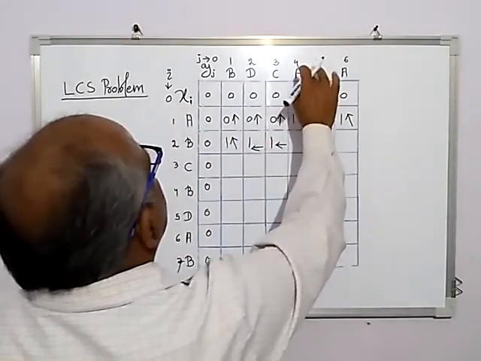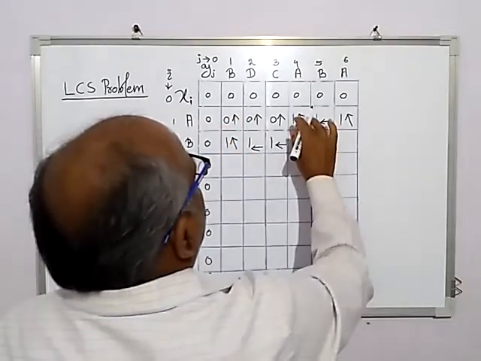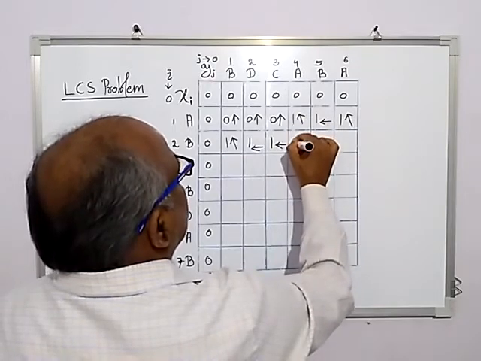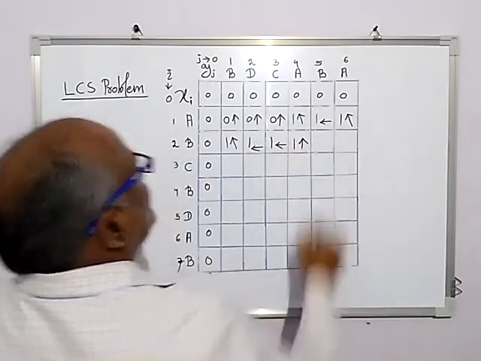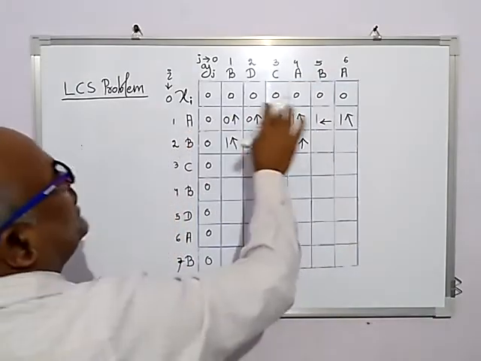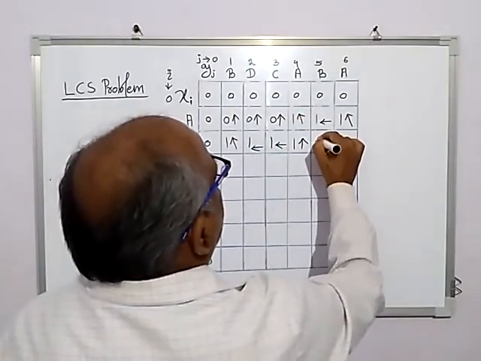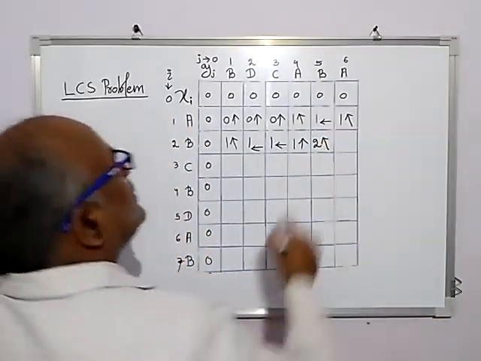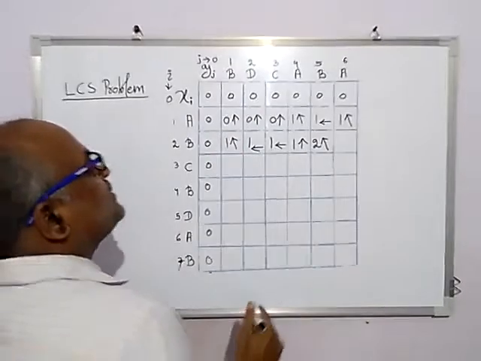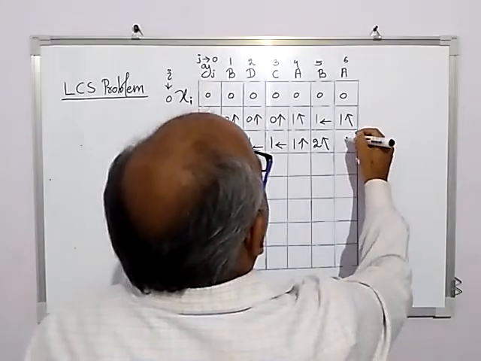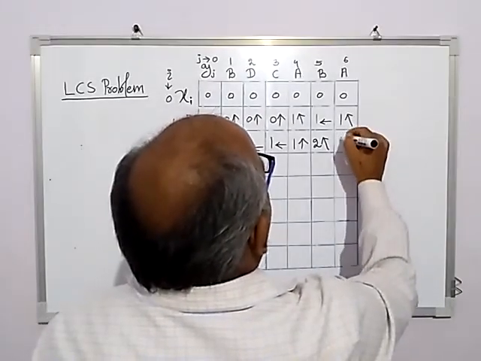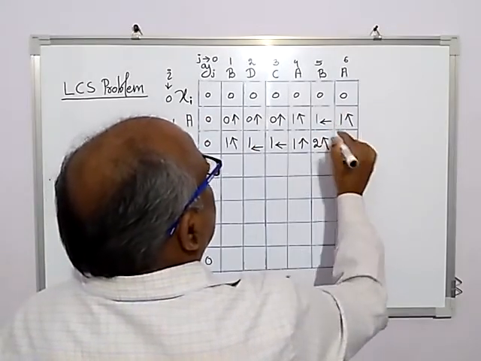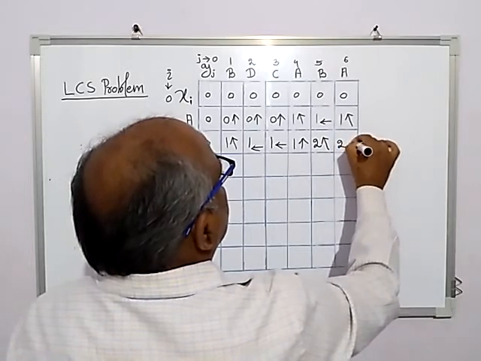a sleeping arrow. Then you see A, B not same, A 1, 1 same. So since this value is greater than or equal to this one, you consider this one, then upper. Then B, B same, so you consider the diagonal element plus 1, that is 2, then a slanting arrow. Then A, B, these are not same, so you consider above and left. Since this one is not greater than or equal to this one, you consider the left, then use a sleeping arrow.